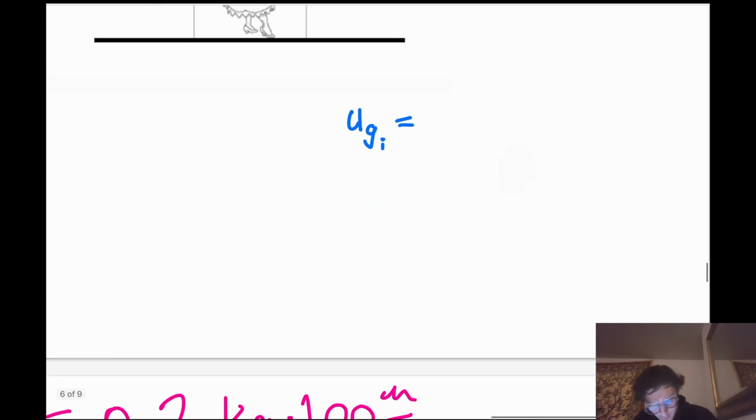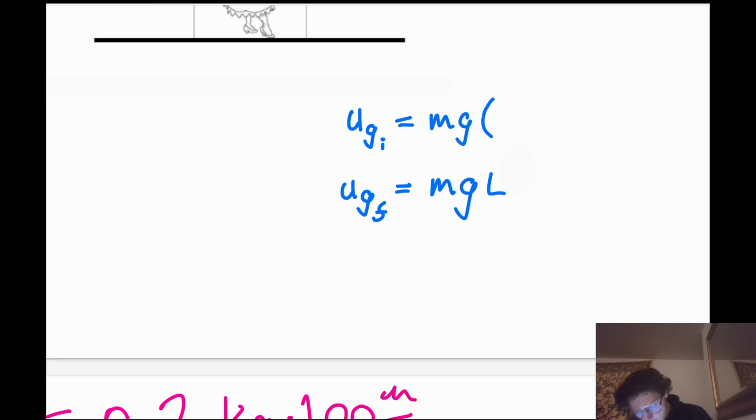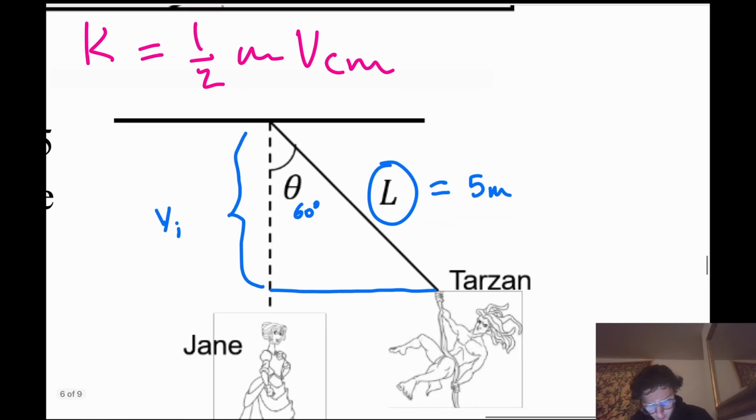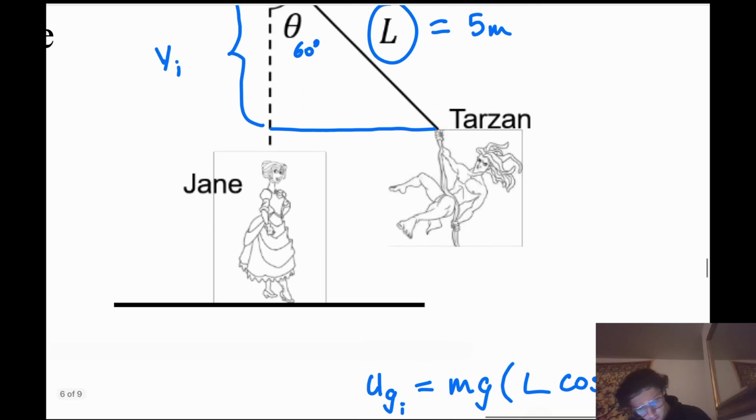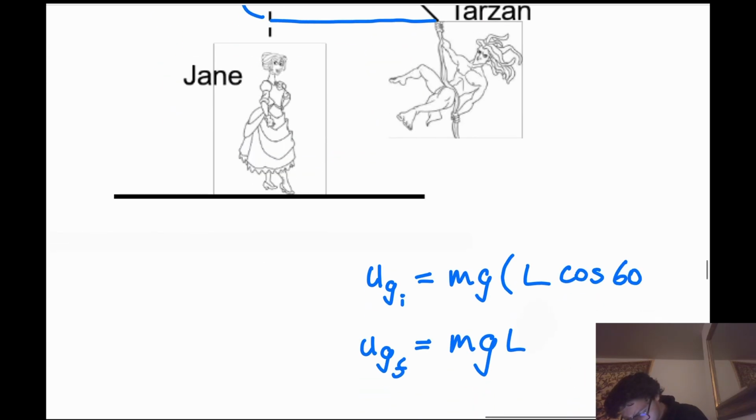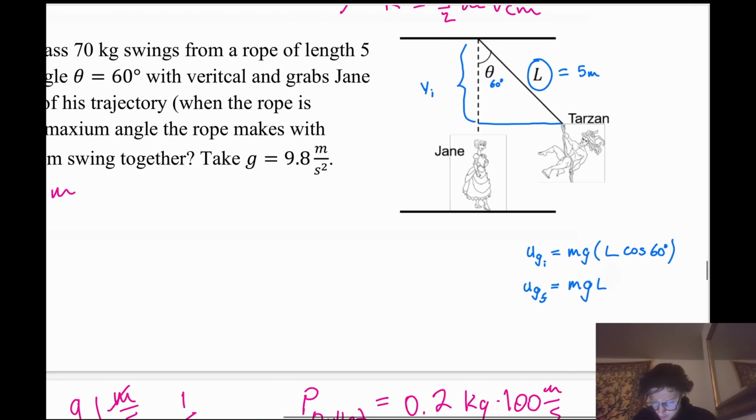So actually, we can find the U final is equal to mass of Tarzan times g times L. And then here it's going to be mass of Tarzan times g times the cosine of this, adjacent over hypotenuse. So it's going to be L, I think, cosine of 60 degrees. Does that make sense?